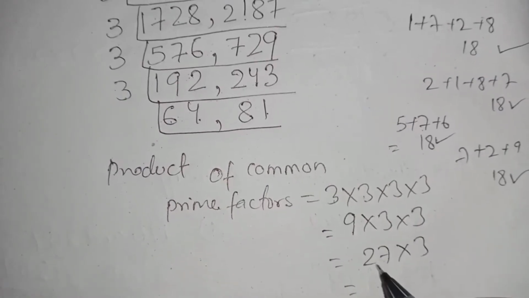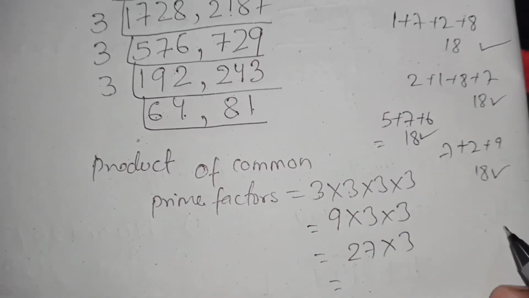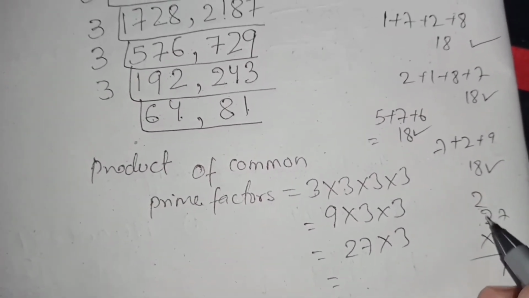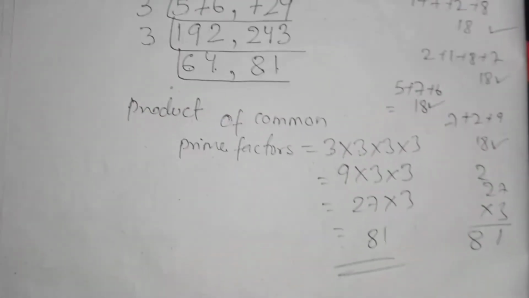Then 27 into 3 how much? You can multiply here, or you can multiply here, 27 into 3 this way. 3 7 is 21, 2 carry, 3 2 is 6, plus 2 is how much? Is 8. So what is the answer? Is 81. So what is the GCF?